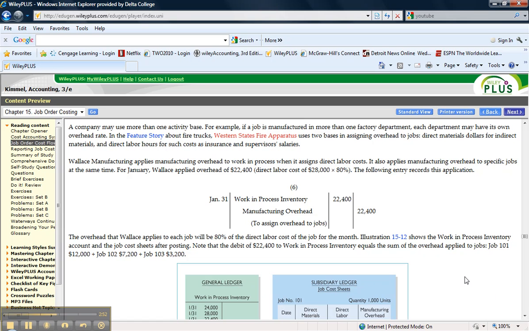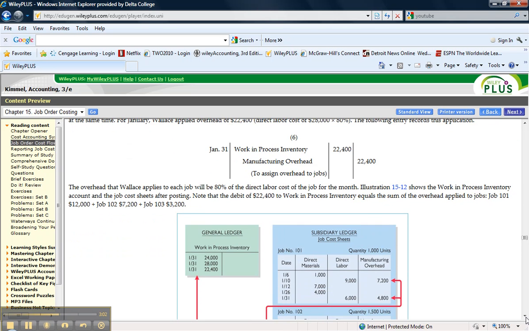And we'll talk about what happens at the end of the year, when obviously you're not going to have gotten all of your actual overhead costs put into jobs. You're going to have to do something to clean up the end of the year mess.